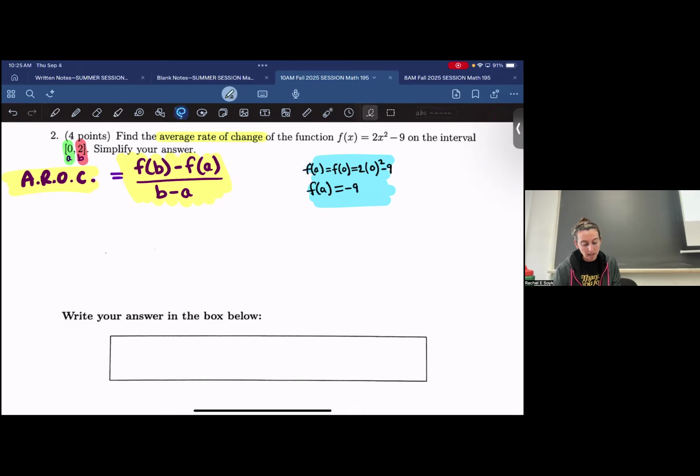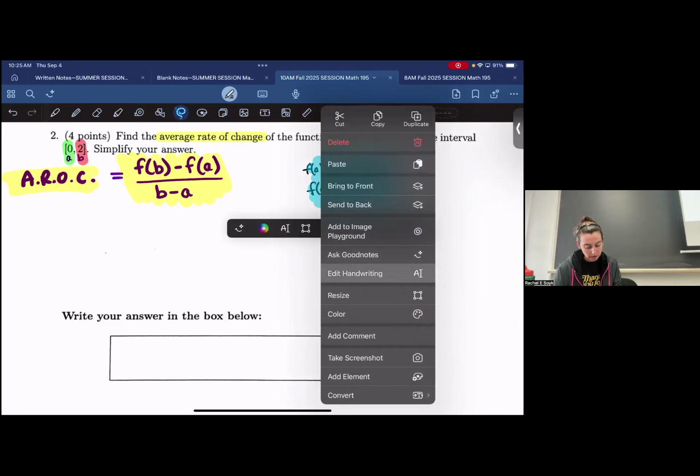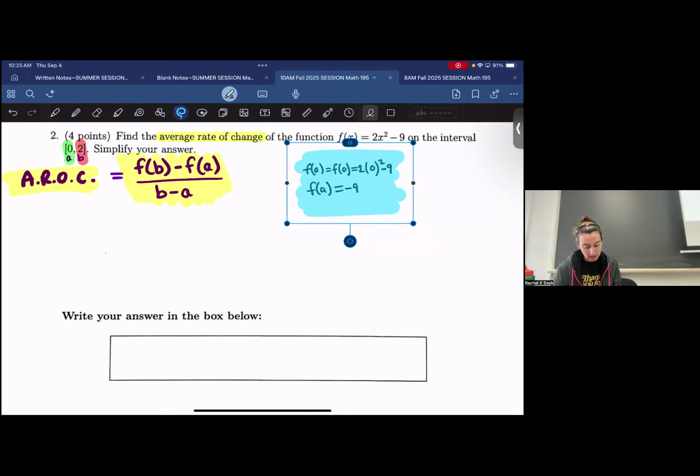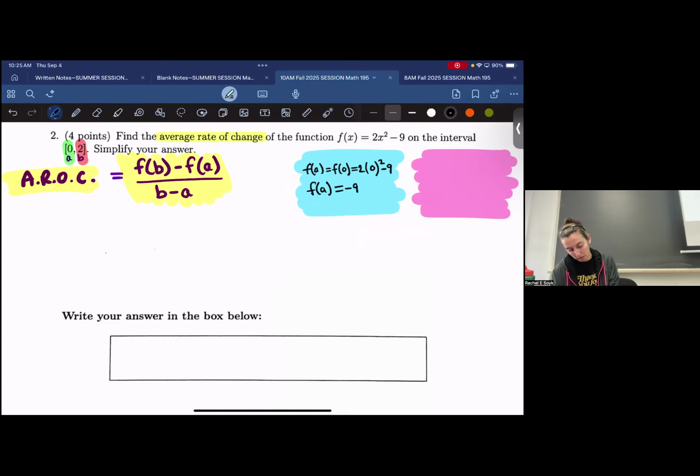And then it's the same exact concept when we're looking at f of b. The only difference is instead of plugging in 0, we're going to be plugging in 2. Two squared is 4, times 2 is 8. 8 minus 9 gives us our f of b to be -1.